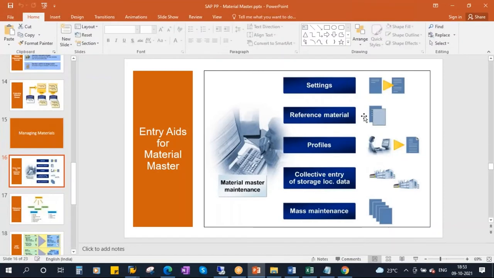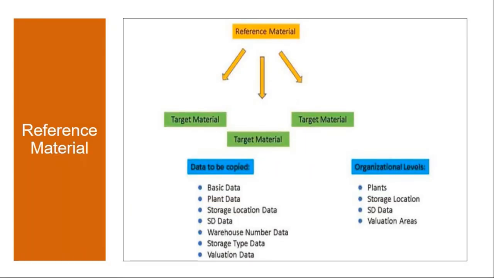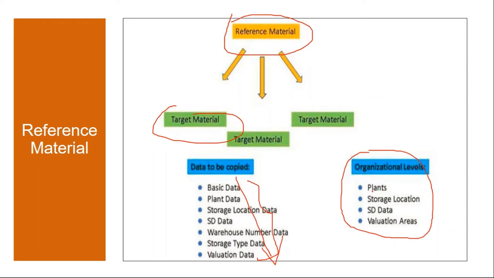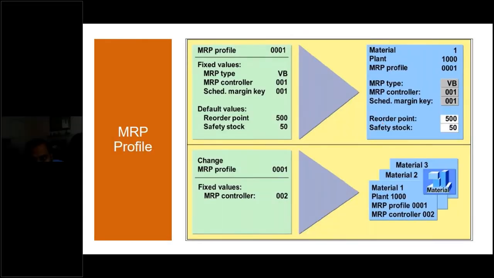So that is a reference. Okay, next one is profiles. So this is what we discussed, reference material. While creating a new material, you can use an already existing material, and you select the views, then the data will get copied. And also you can select the organizational levels from which you want to copy the data from reference material to target new material. Okay, now the next one is the MRP profile.